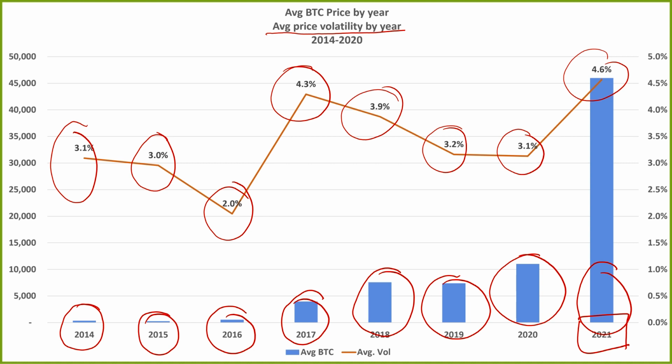The other way of looking at it is to actually calculate an index. So in this specific case, if I say 4.3%, what does this mean?